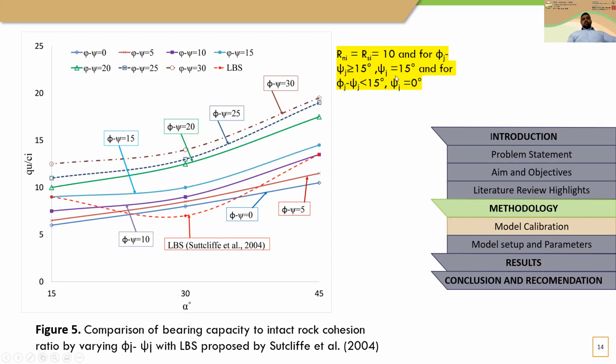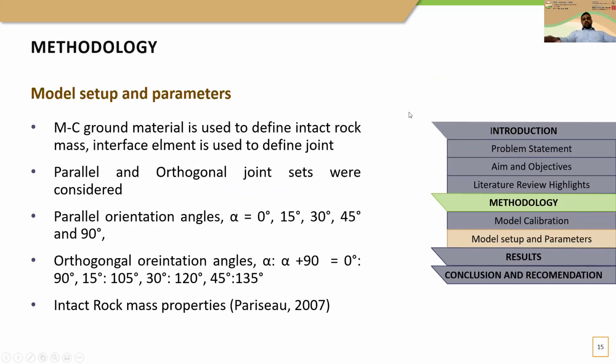So here, this is the inequality that we have taken into consideration, that is, the friction angle and joint dilation angle. If the difference is greater than or equal to 15, then the dilation angle is considered as 15. And if the difference between the friction and dilation angle is less than 15, then we have considered the dilation angle to be 0.